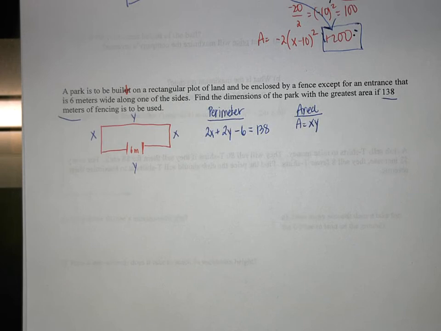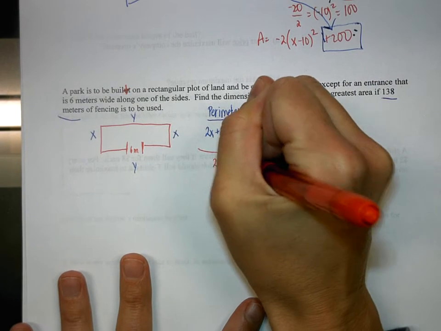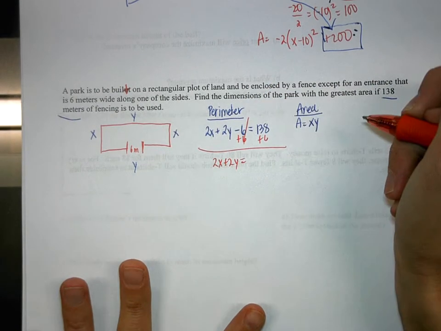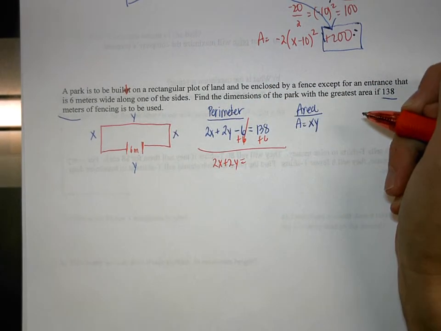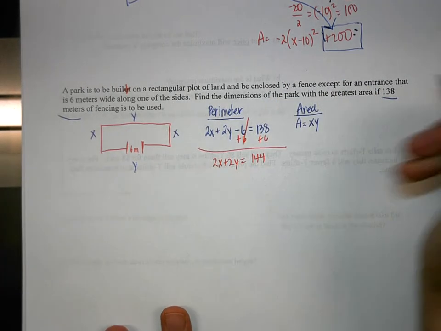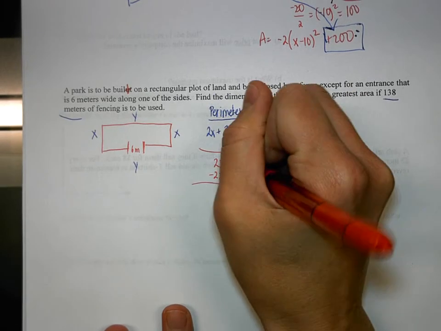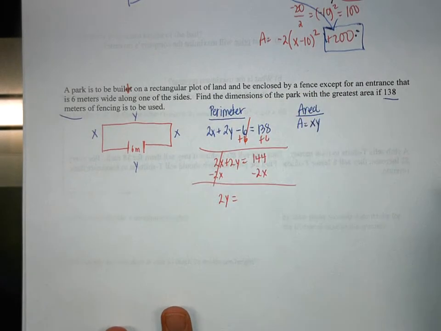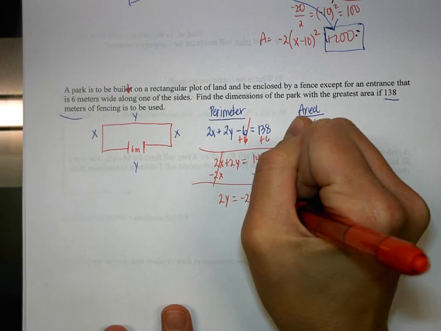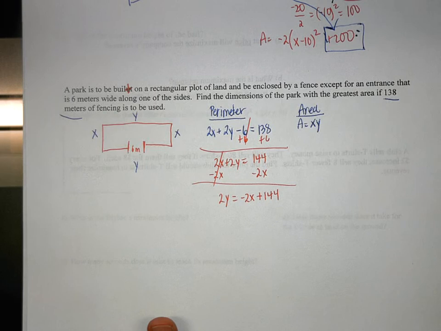What will I do to solve for y? What would I do first? Good, add 6. 2x plus 2y equals, and 138 plus 6 is 144. In order to get y by itself, subtract 2x from both sides. 2y equals, and I'm going to write this as negative 2x plus 144. Am I going too fast? Okay, tell me when you're caught up.